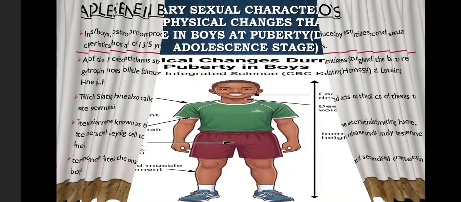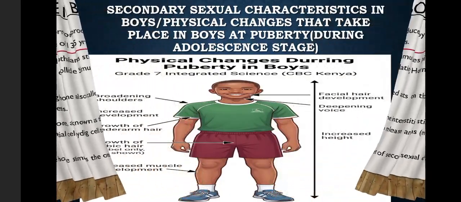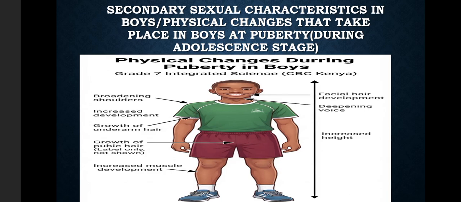Now, we have a diagram here. The diagram represents some of the changes that will take place once this hormone has been released in boys during that stage that we are calling the adolescent stage. If you are very keen, you will observe that on the far left, we have that part that has been labeled shoulders, and the shoulders have started broadening. Below the shoulders, we have the armpits, and the label is telling us that we have some hair that have started growing in the armpits.